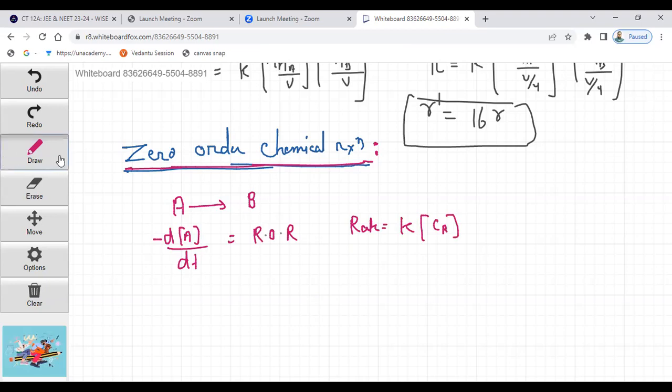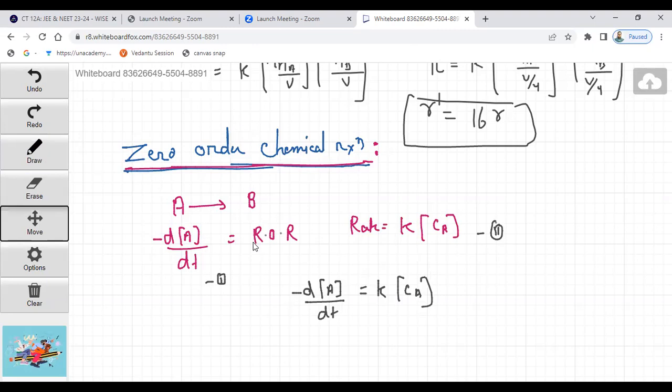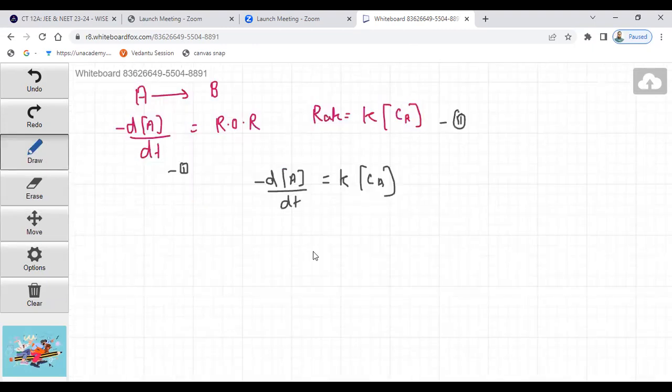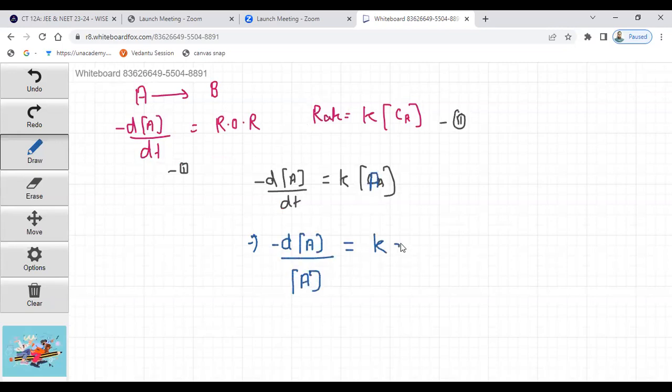If you see, both of these are equal, this first one and this second one. So we can write that minus dA by dt is equal to K into CA. Cross multiplying by the CA value, this can be written as minus dA, the concentration of A, equal to K into dt.